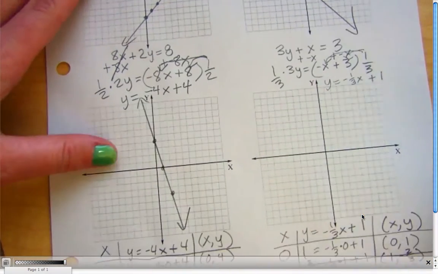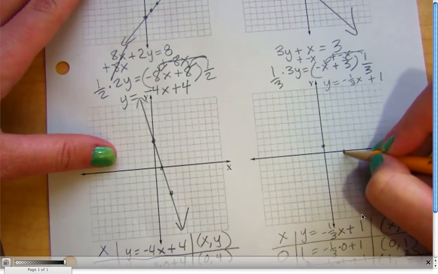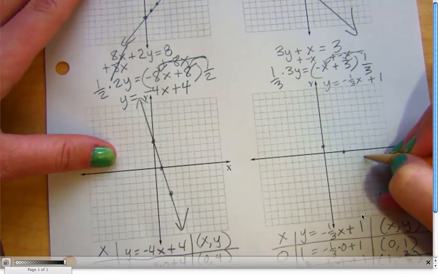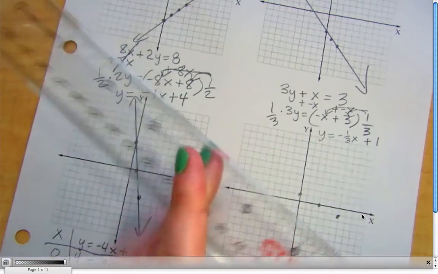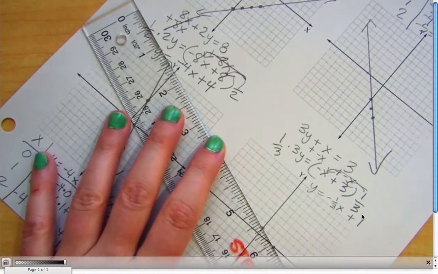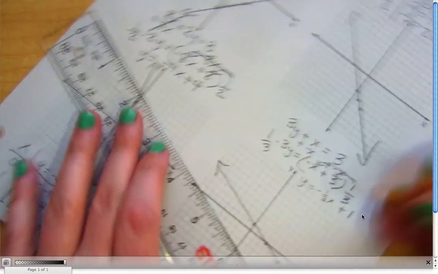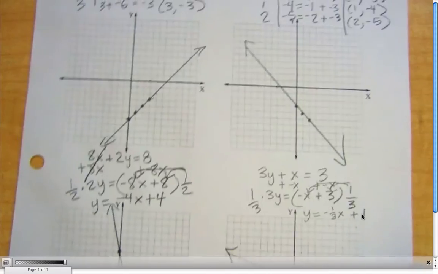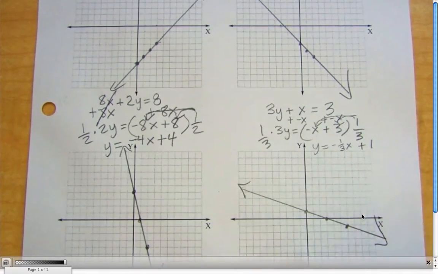Okay? And then we graph that. So 0, 1. 3, 0. 6, negative 1. Okay? Watch out for those 0 points. Those are normally the points that people plot incorrectly. And it would look like that. So that's how you graph linear equations. You notice all of my graphs ended up as lines. Linear equations on the coordinate plane.